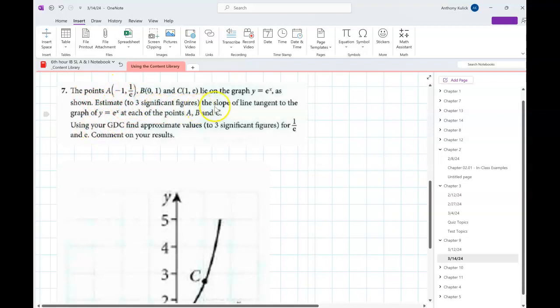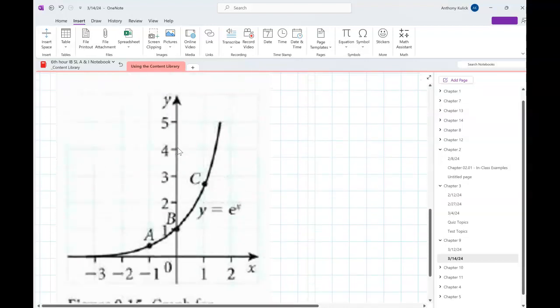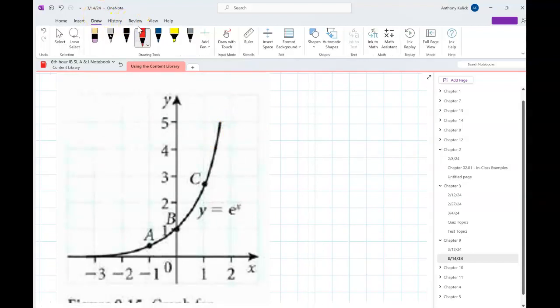Estimate to 3 significant figures the slope of a line tangent to the graph y equals e to the x at each of the points A, B, and C. And then use your graphic display calculator to approximate the values for 1 over e and e. Comment on your results. I'm going to tell you real quick, I know what's going to happen.